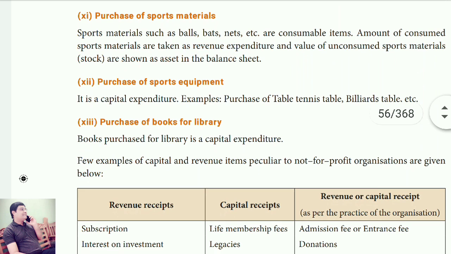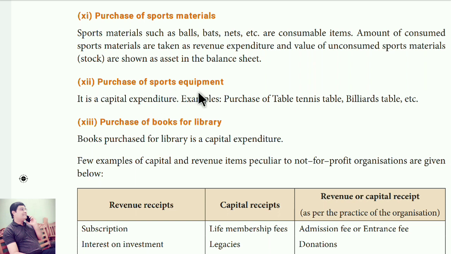Purchase of sports material is also an expenditure. Sports materials such as ball, bat, net, etc. are consumable items. The amount of consumed sports materials is taken as revenue expenditure. So this will come under the expenditure account if you purchase bat, ball, etc. And the value of unconsumed sports material stock is shown on the asset side of the balance sheet, like sports equipment, if given in the question.